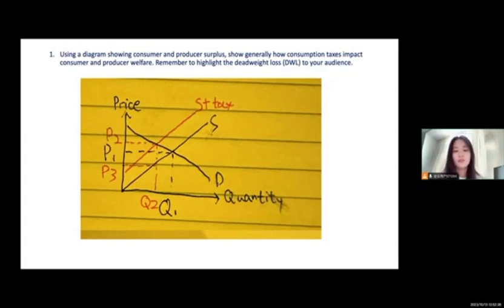It is due to the decrease in the surplus for both consumer and producer. So in this case, the overall welfare will be decreased.